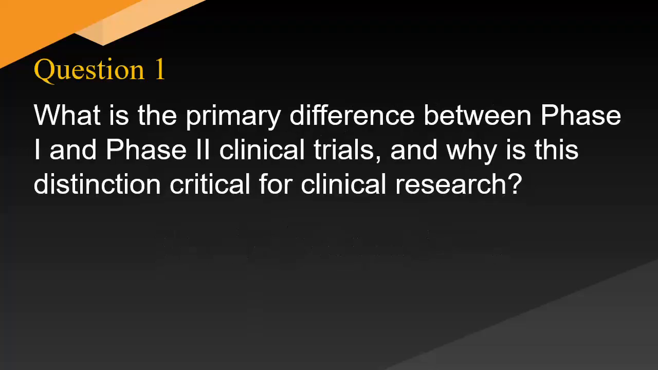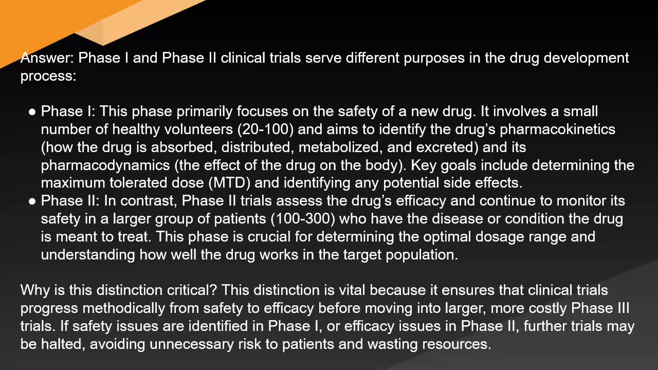What is the primary difference between phase I and phase II clinical trials, and why is this distinction critical for clinical research? Answer: Phase I and phase II clinical trials serve different purposes in the drug development process. Phase I. This phase primarily focuses on the safety of a new drug.